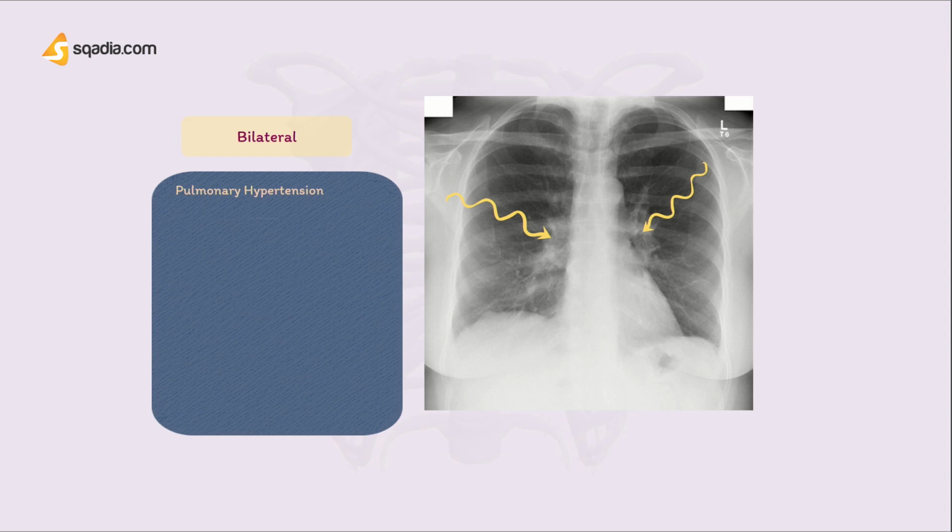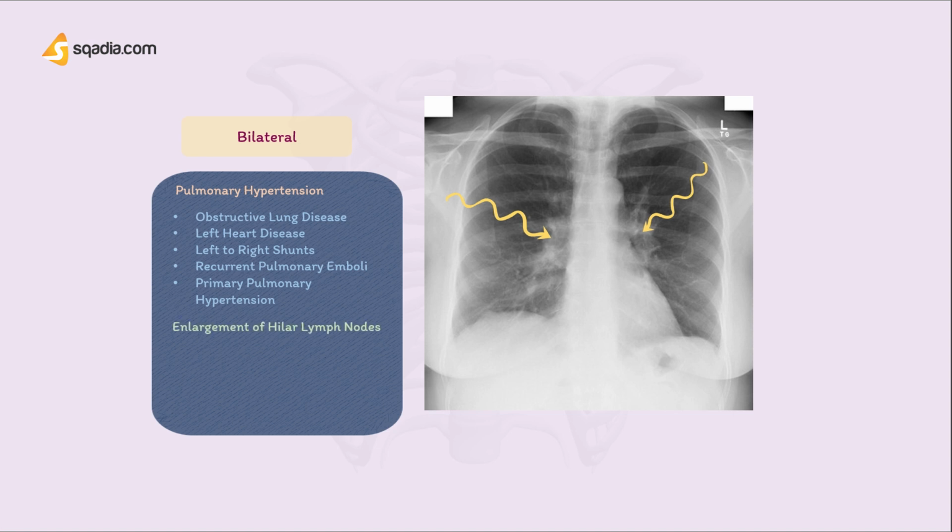The two causes of bilateral hilar enlargement include pulmonary hypertension, which can be caused by obstructive lung diseases such as asthma or chronic obstructive pulmonary disease, left heart diseases such as mitral stenosis or left ventricular failure, left to right shunts, which include atrial septal defects and ventricular septal defects, recurrent pulmonary emboli or primary pulmonary hypertension, and secondly, bilateral enlargement of the hilar lymph nodes. This is caused by sarcoidosis, an infection from tuberculosis, spread from a primary lung tumor, or a primary lymphoma.